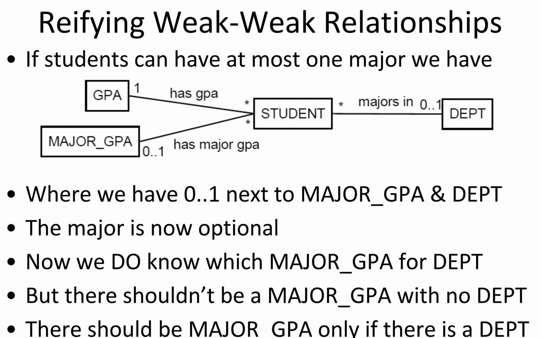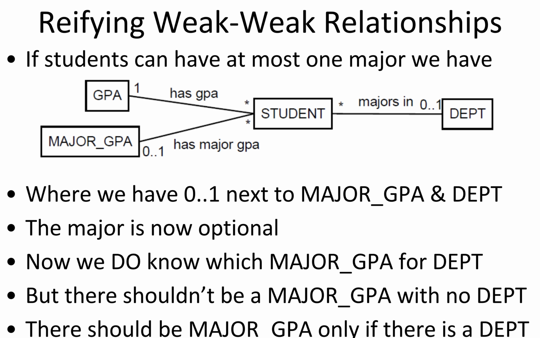Or it might be that the requirements might have been that students can decide to be undecided. I'm allowed to join the university, but I don't declare a major. I declare at a later time. So again, the department now becomes optional, but it would be only one department. Now, if I have a major GPA, again, it would be optional. I don't know what it is. If there's no department, then I don't have a major GPA.